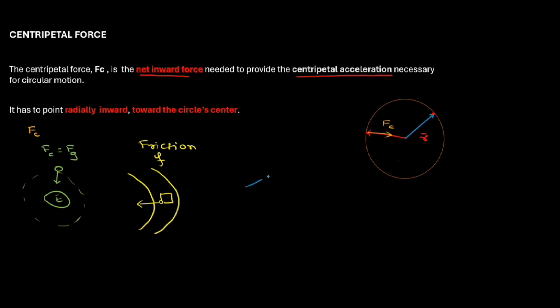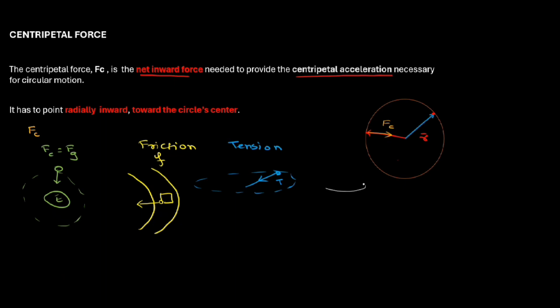Then if you take a rope and tie a mass at the end of the rope and swing it, in this situation, the tension in the rope is providing the required centripetal force to keep the object along the circular path. So my centripetal force now is given by the tension in the string.